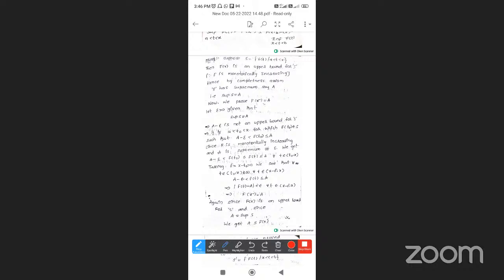Taking delta equal to x minus t naught, which is greater than 0, we see that for all t belonging to the open interval (x minus delta, x), A minus epsilon is less than f of t, which is less than or equal to A. So the modulus of f of t minus A is less than epsilon for all t in (x minus delta, x). So this is the left limit: f of x minus is equal to A.